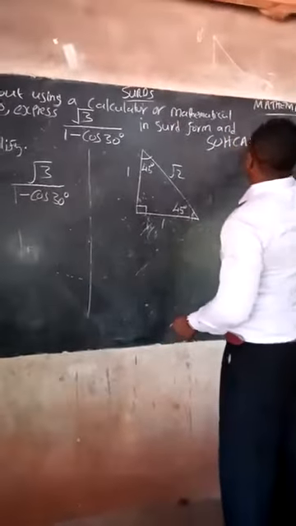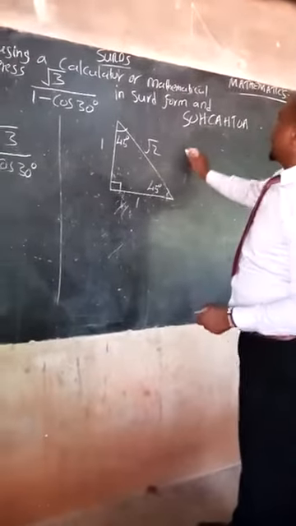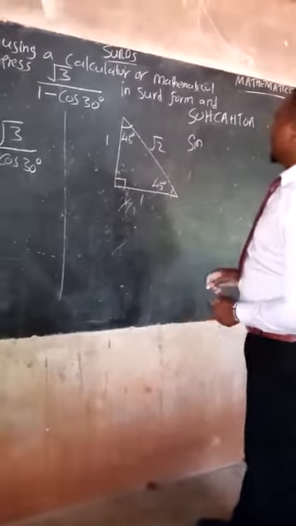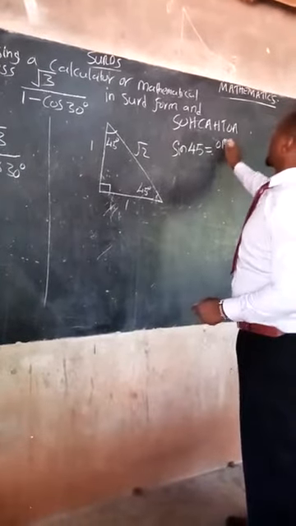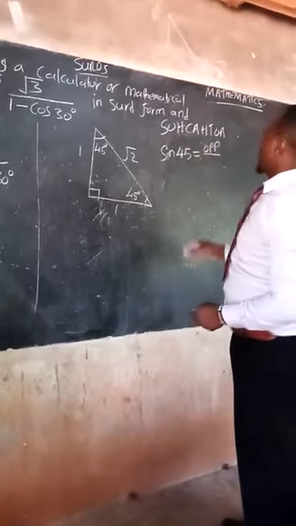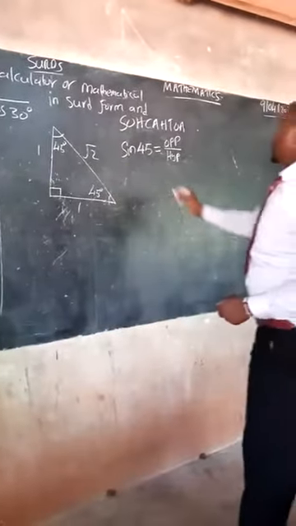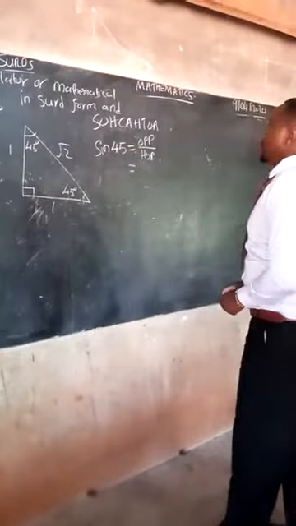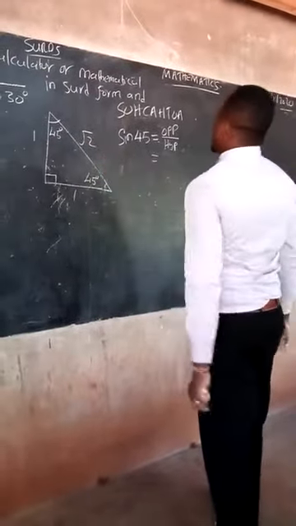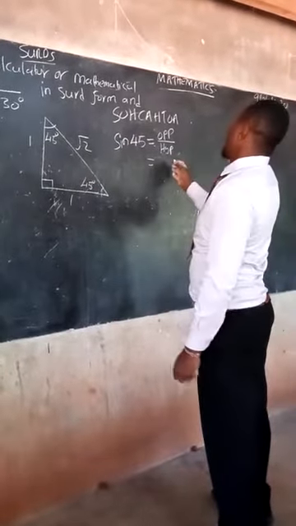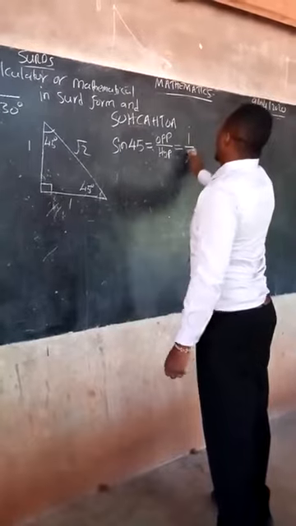SOHCAHTOA, whereby sin 45 is the same as opposite over hypotenuse. What is our opposite? Our opposite is 1 over root 2. So sin 45 is the same as 1 over root 2.